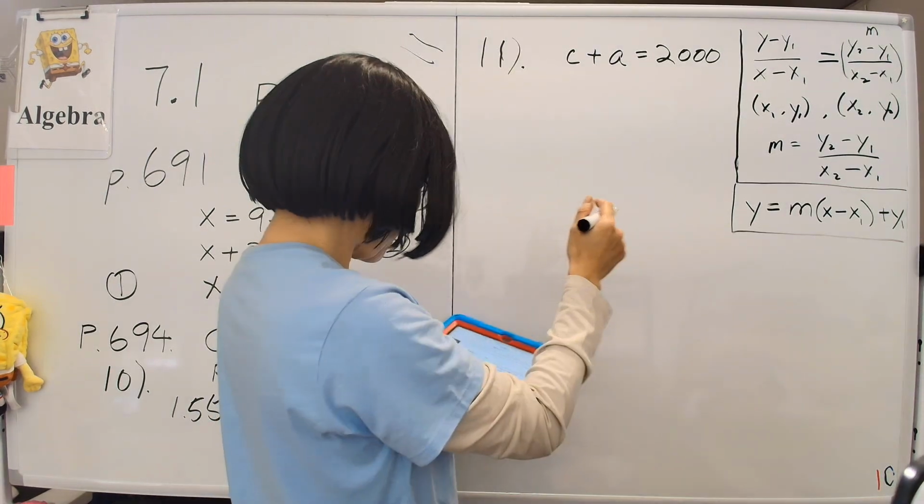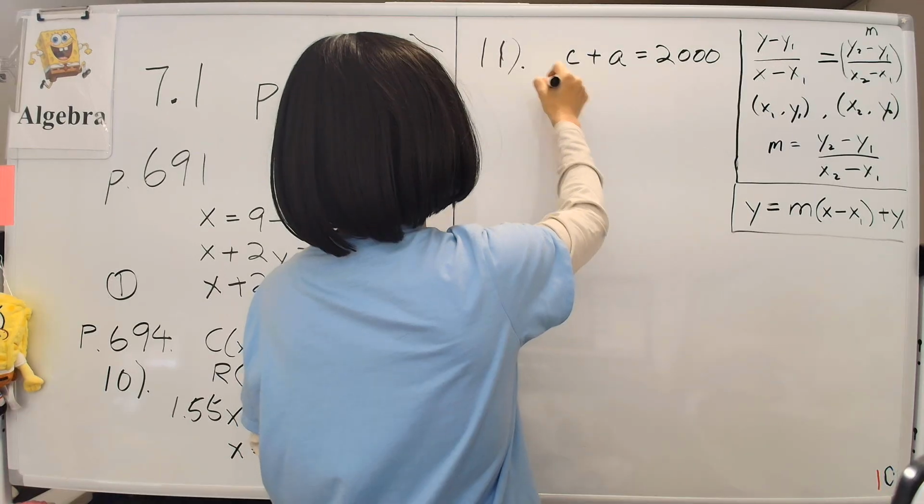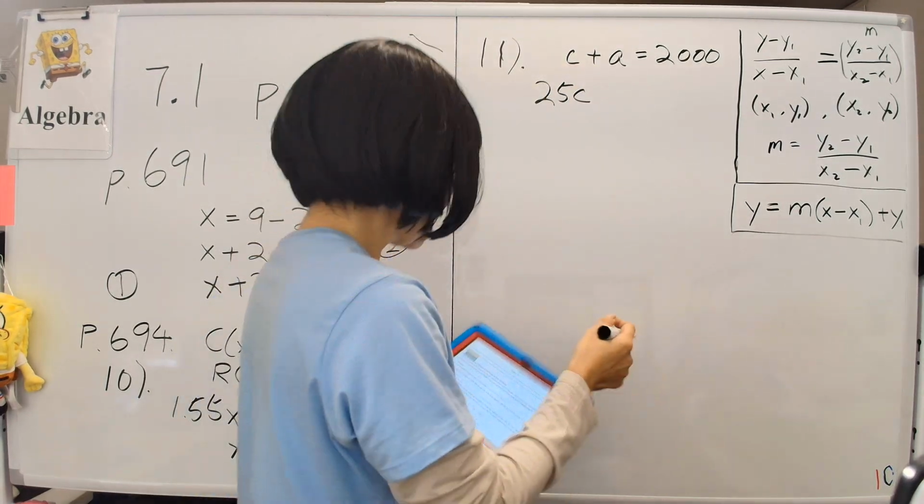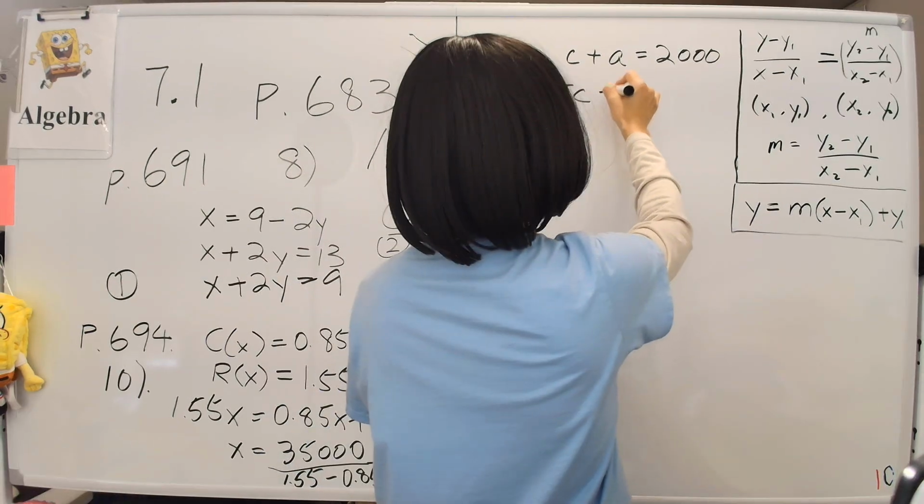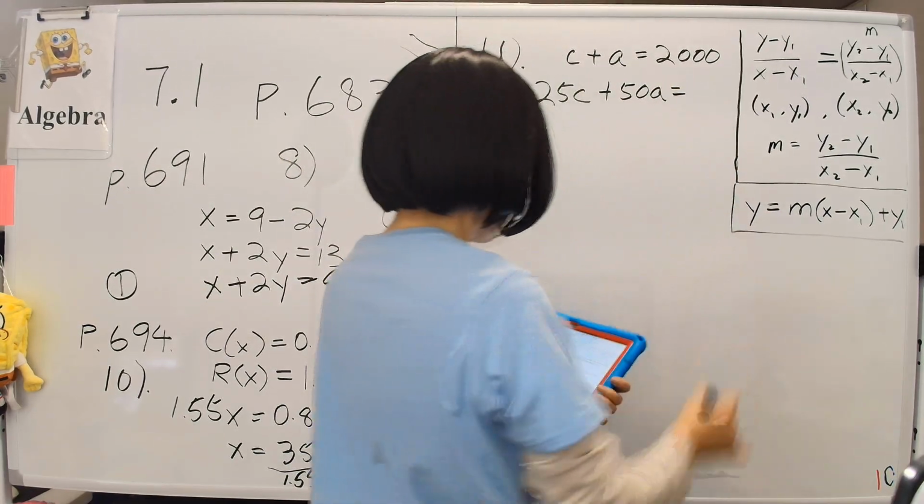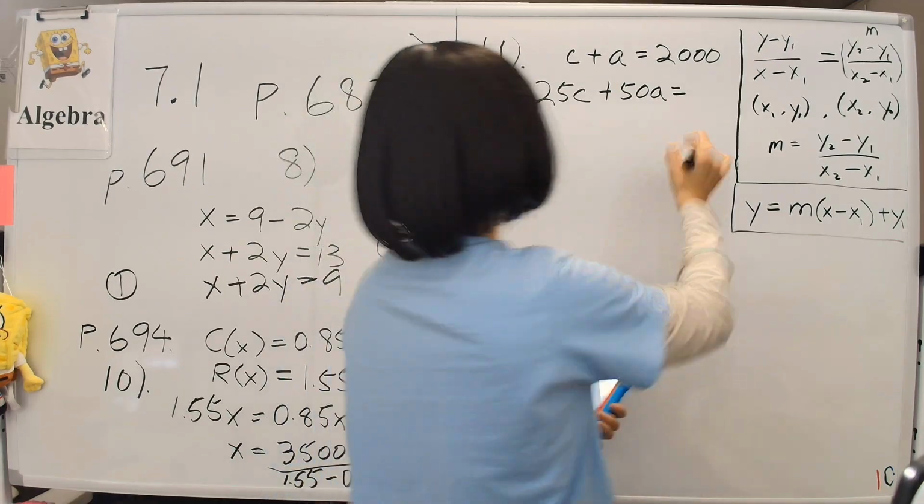So the kids are paying $25, so $25 times the number of kids is the total amount from kids. And then plus $50 times the number of adults from adults, that will give us a total of $70,000.